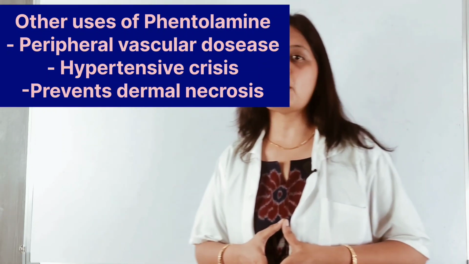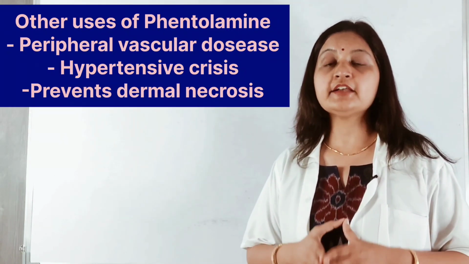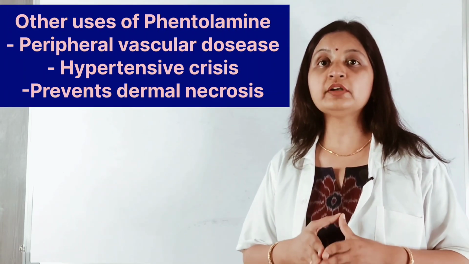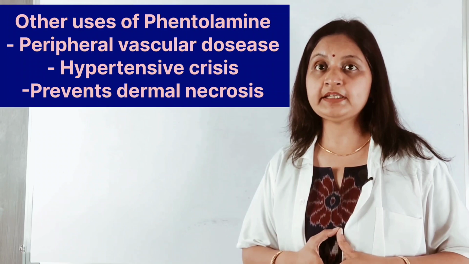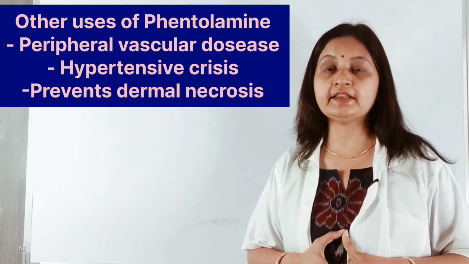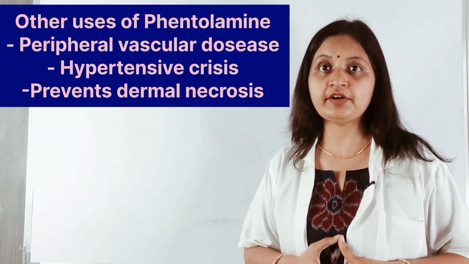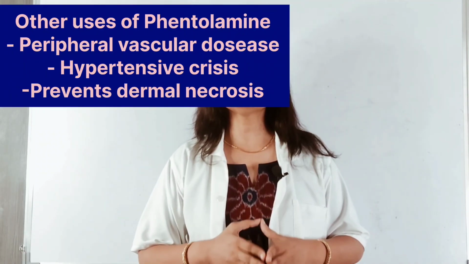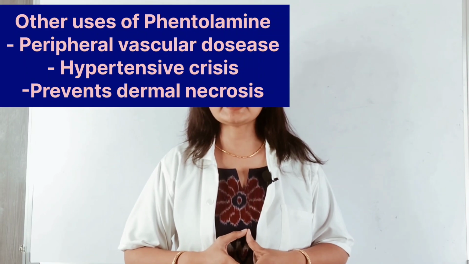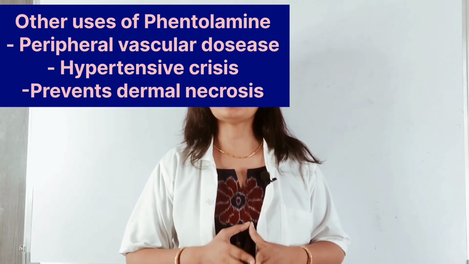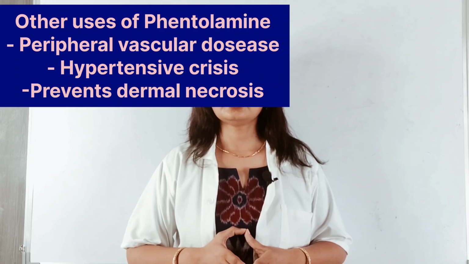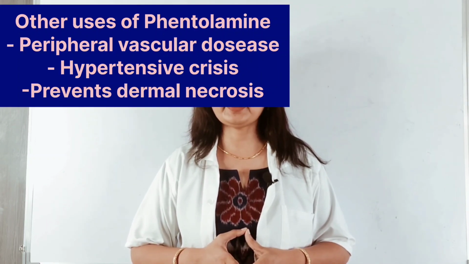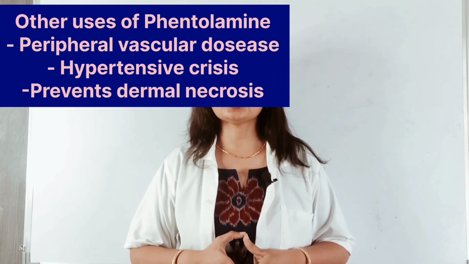The other uses of phentolamine: it is useful for the treatment of peripheral vascular diseases to counteract the alpha receptor mediated vasospastic component in the extremities, as in Raynaud syndrome, frostbite, and so on. It is also useful for the treatment of hypertensive crisis after abrupt withdrawal of clonidine. It also prevents dermal necrosis caused by extravasation of norepinephrine from IV infusion.